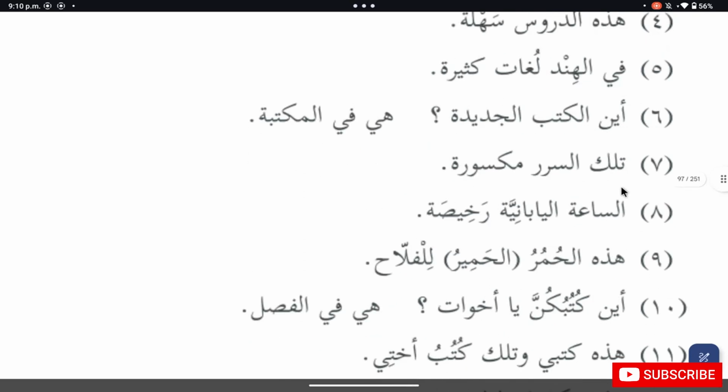أين الكتب الجديدة? Where are the new books? هي في المكتبة. They are in the library. تلك السرر مكسورة. السرر. Those beds are broken. مكسورة.